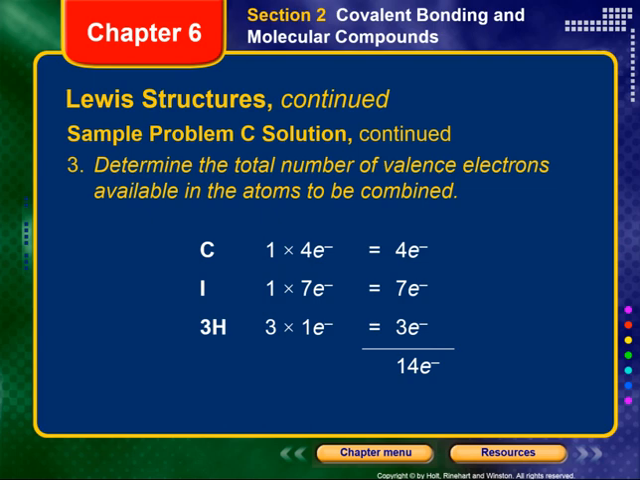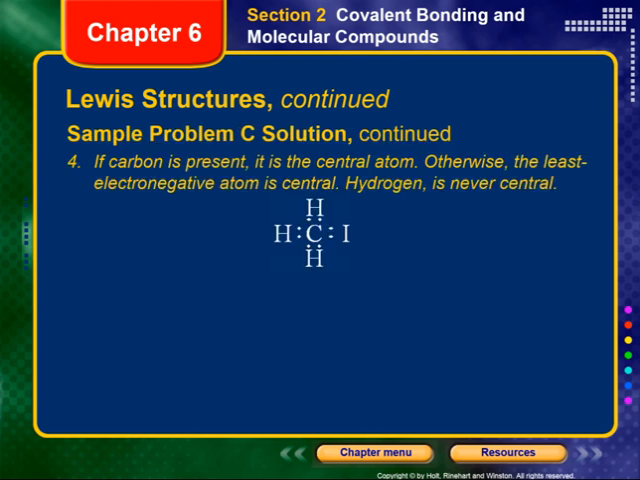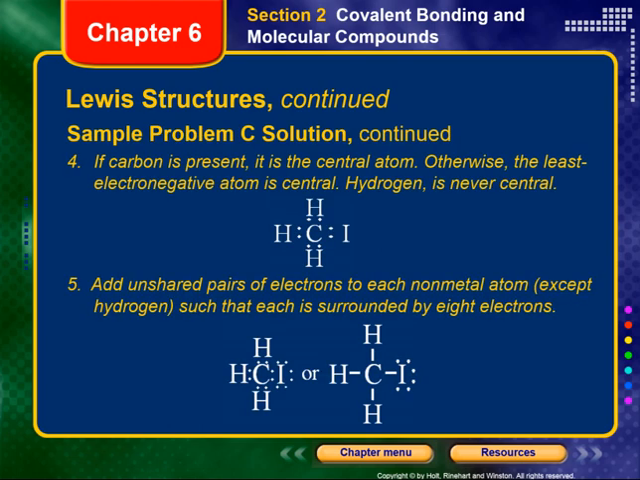Next, we determine the total number of valence electrons available in the atoms to be combined, meaning how many valence electrons should be represented in the entire molecule. We know that carbon is bringing 4, iodine is bringing 7, and the 3 hydrogens are bringing 3 for a total of 14 electrons.